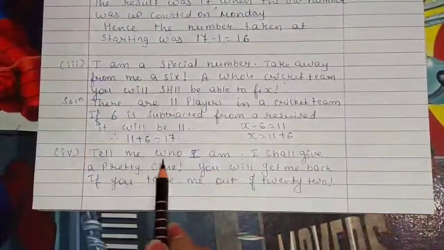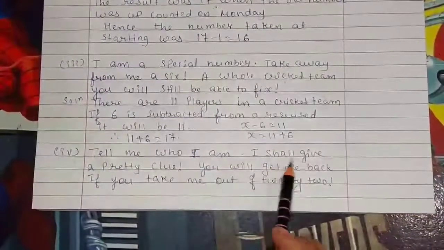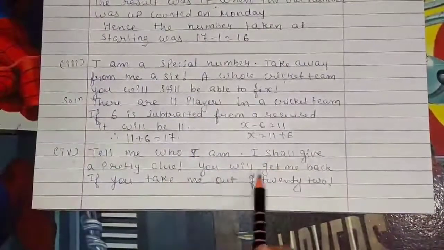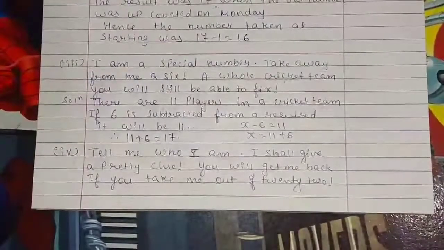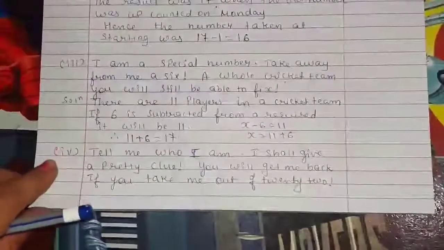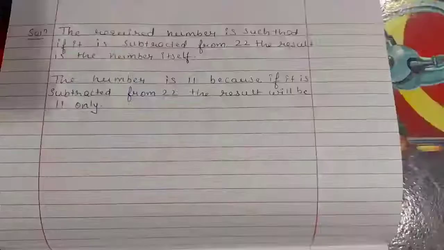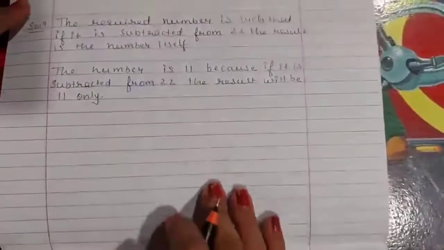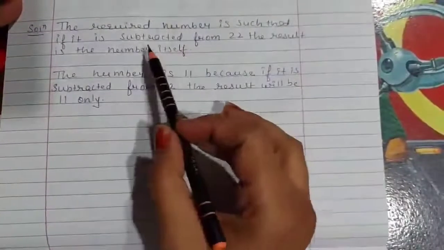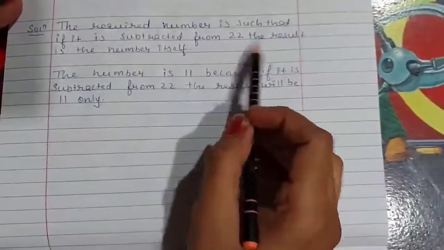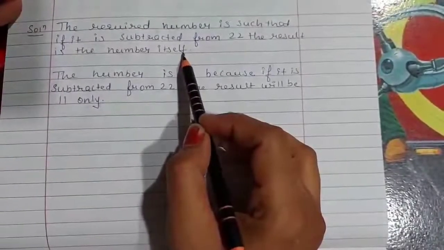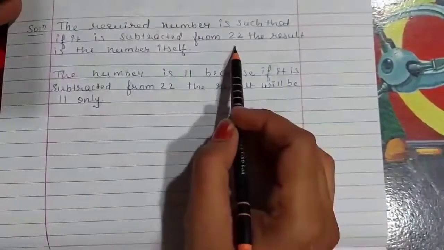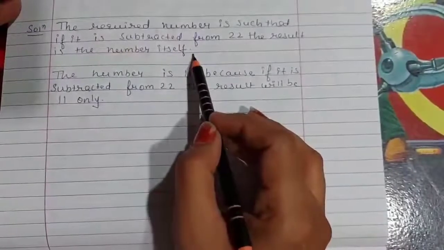Question 4. Tell me who I am. I shall give a pretty clue. You will get me back if you take me out of 22. Now it is said, who am I? Solution. The required number is such that if it is subtracted from 22, the result is the number itself. So which number, if we subtract it from 22, gives the number itself?